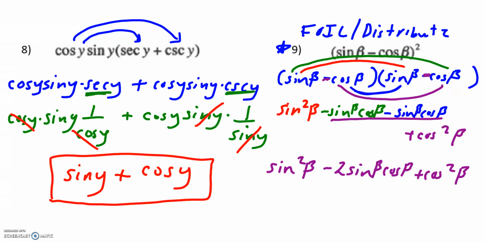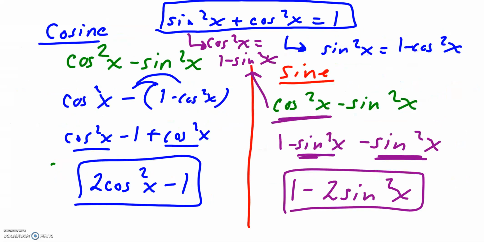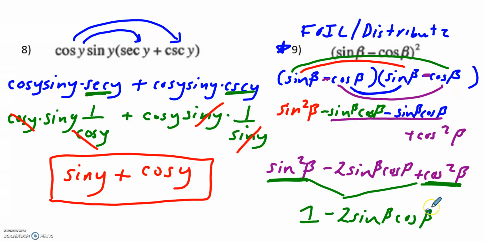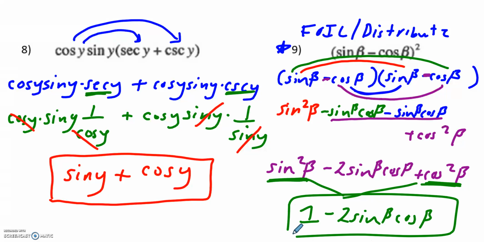What I do notice, though, which is again quite handy, is I do have sine squared of beta plus cosine squared of beta. And this is the Pythagorean identity, sine squared plus cosine squared. So these two together do equal 1, but then I still have minus 2 sine beta cosine beta, which is why this is my final answer.